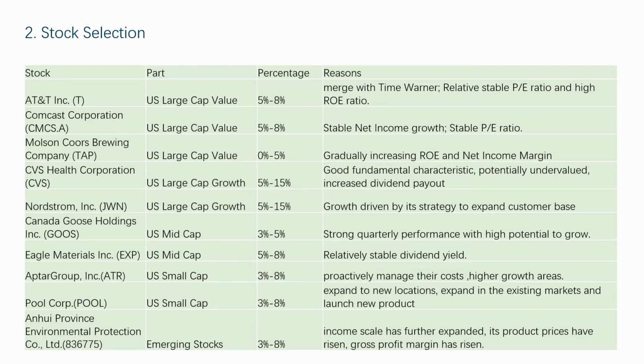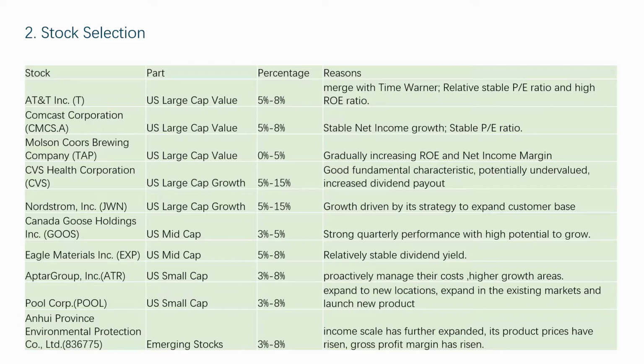For US large-cap growth, this is the largest part that we invest in. We select CVS Health Corporation and Numstone Corporation because they are undervalued in our valuation. And we think that they have a relatively good company strategy and also high potential to grow in the future.